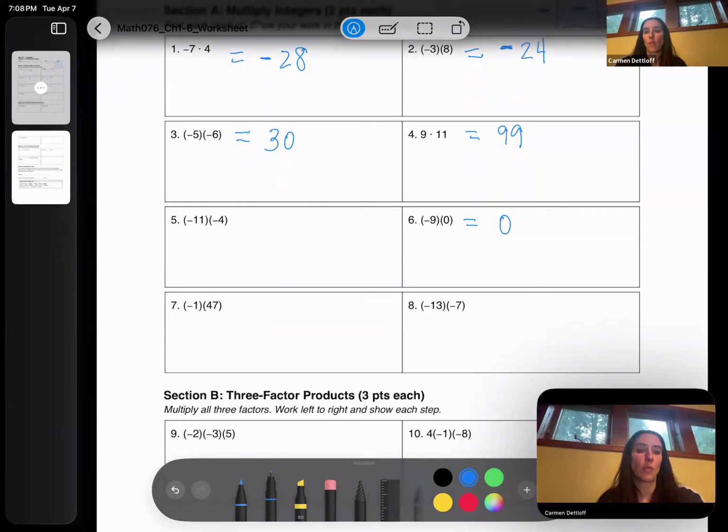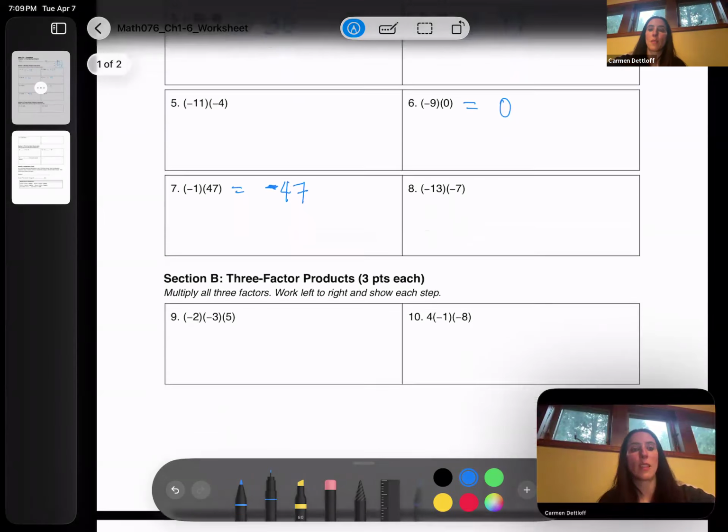Okay, let's do 7 together. Negative 1 times 47. What's 1 times 47? 1 times 47 is going to be 47. And is this negative or positive? I've got a negative and a positive together, and that is going to be a negative situation. Okay, I'm going to let you try number 8 on your own, number 5 and number 8. Those are both ones you could do on your calculator, or you could practice your mental math either way.